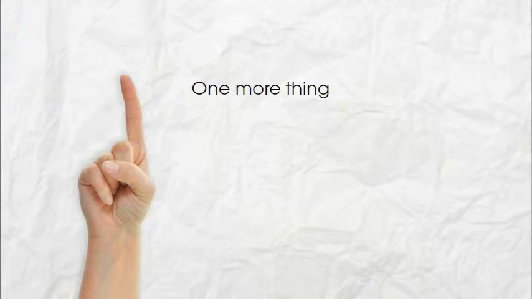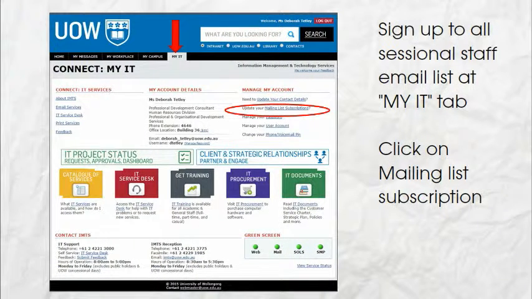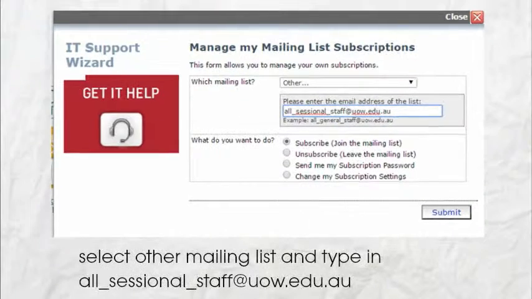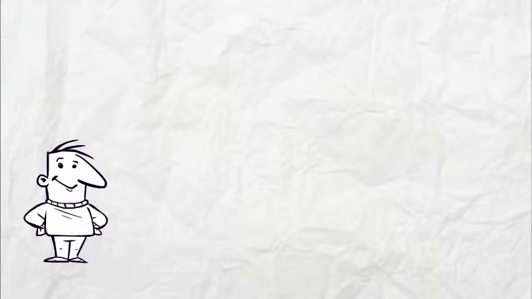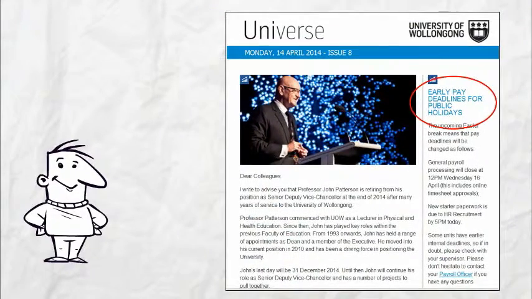One more thing. We communicate with you through the All Sessional Staff email list and the newsletter The Universe. You can sign up to the Sessional Staff email list by going to the My IT tab and clicking on the Update My Mail List subscription link. The Universe is the staff newsletter. You can subscribe to it by following the intranet links to the Universe intranet page and subscribing there. The Universe has important information for you, like if the pay cut-off date is changing.